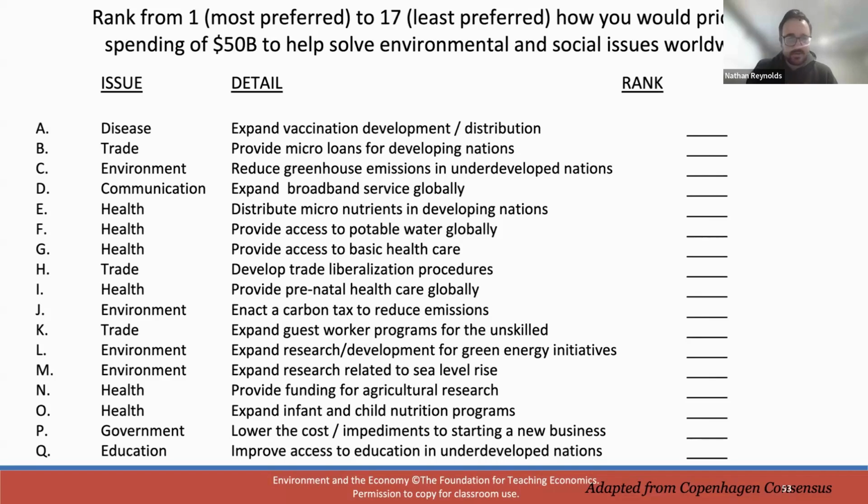And then our bottom 15, 16, and 17, it was P. 15 was P, government lowering the cost of starting a business. We didn't see that as necessarily focused on just environmental or social issues. 16 was M, expanding research to sea level rise. And then 17, we had D, which was expanding broadband service globally. And again, whether it was research or providing something that wasn't as targeted to just those issues, we felt like that had to go at the bottom of the list.